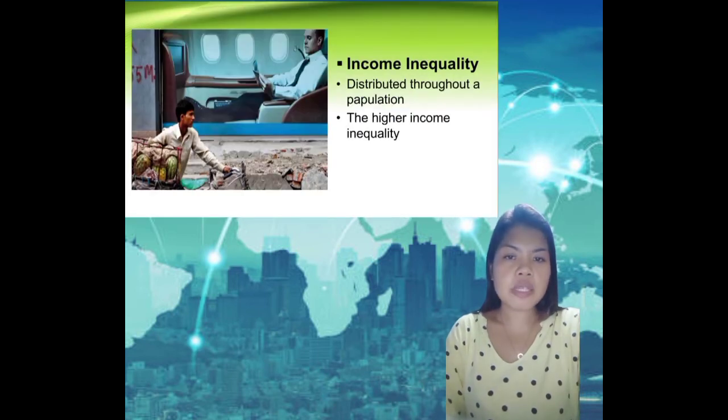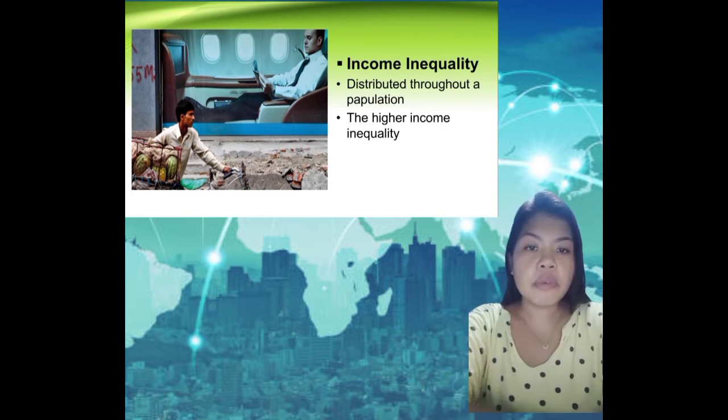And the second type is income inequality. It's distributed throughout the population, and higher income inequality means the less equal the distribution of the income gap. It has economic inequality gone wrong about pay differentials between men and women workers, because in our country, if you are a woman, you have a smaller salary.